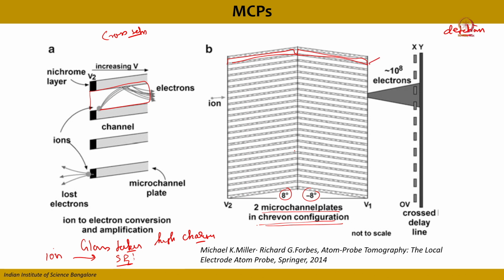This cascade of electrons will come out from the rear end of the MCP plate. By application of a bias voltage between the delay line detector, or the phosphor screen, and the rear end of the MCP, these electrons will accelerate towards the delay line detector. So the chevron configuration is for effective ion to electron conversion and signal amplification.